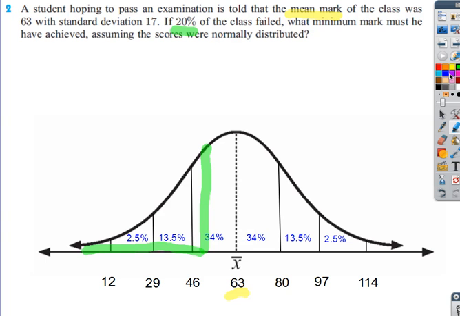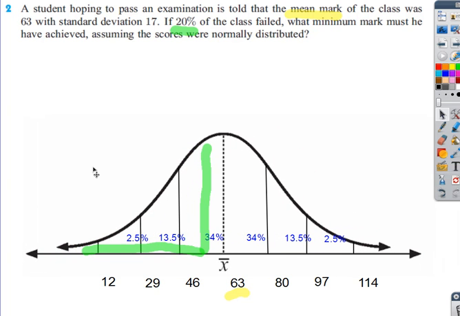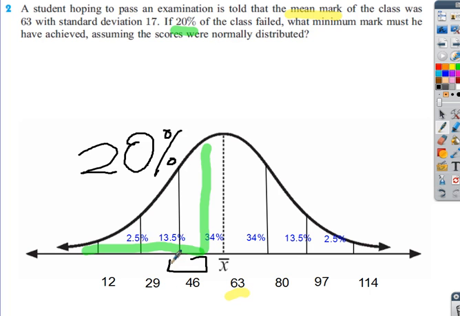So we know that we've been given 20%. We've been given, in this bit here, 20% of our kids have failed. So what's the mark down here that corresponds to the 20%? So it's slightly different. So what you do is you grab the graphic calculator and let's have a look at what we've got there.